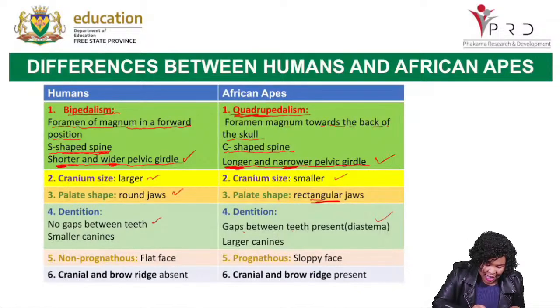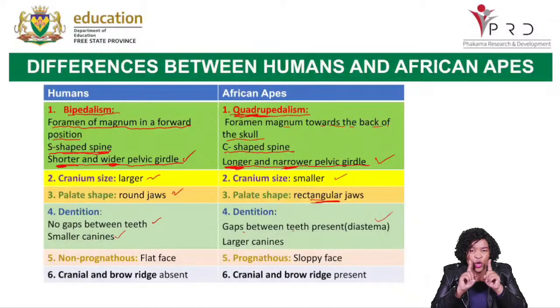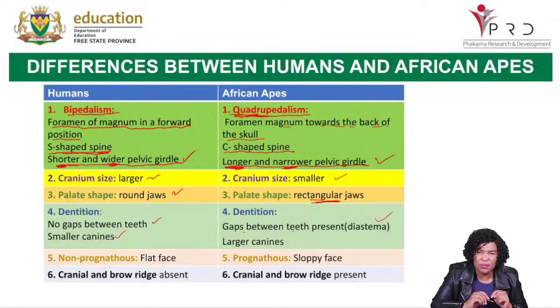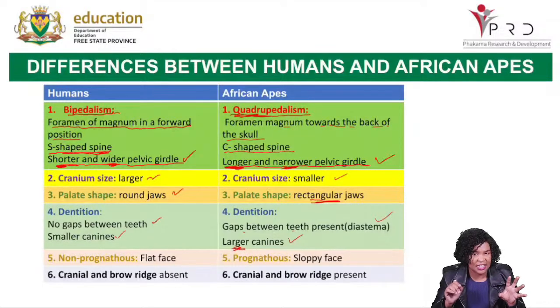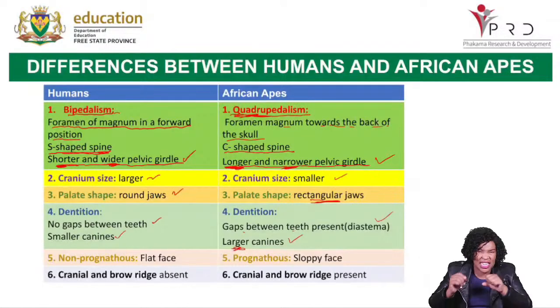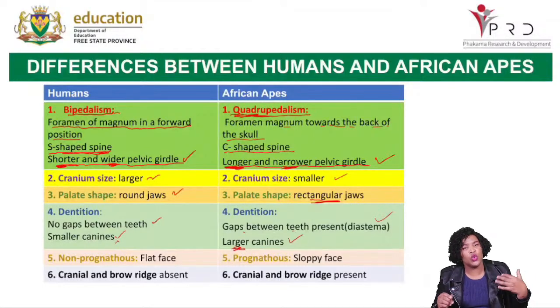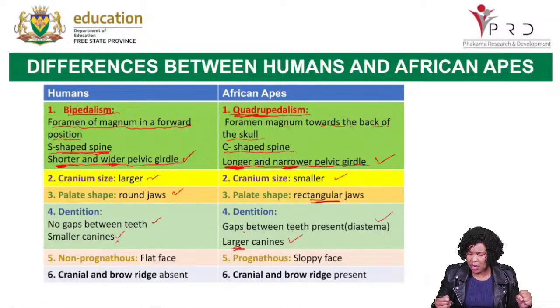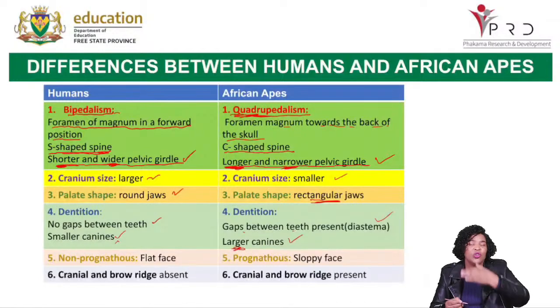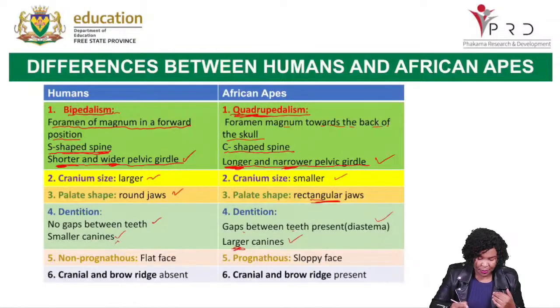And then the canines. The canines are those pointed teeth. For the humans, they are small. But for the African apes, they have large canines. And there's a reason for that, because they have to tear raw meat and whatnot. But with us as humans, we've evolved to eat softer foods. So we don't need large canines for any of that, because we won't be tearing any hard meat or raw meat, because we cook our meat as evolution happened, you will see.